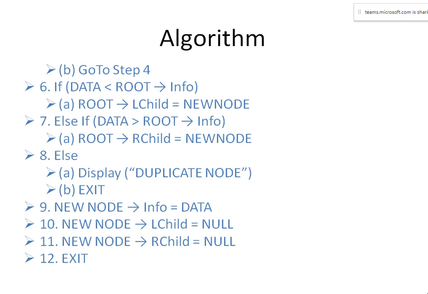Step number 9 says new node information is equal to data. Also make some assignments: new node left child is equal to null and new node right child is also equal to null. And here your algorithm terminates.